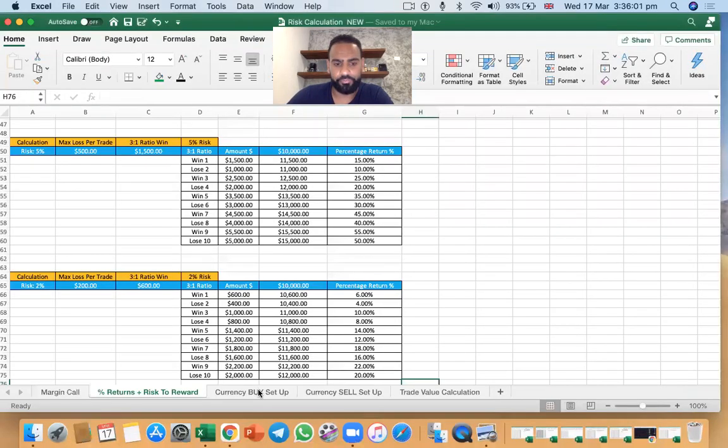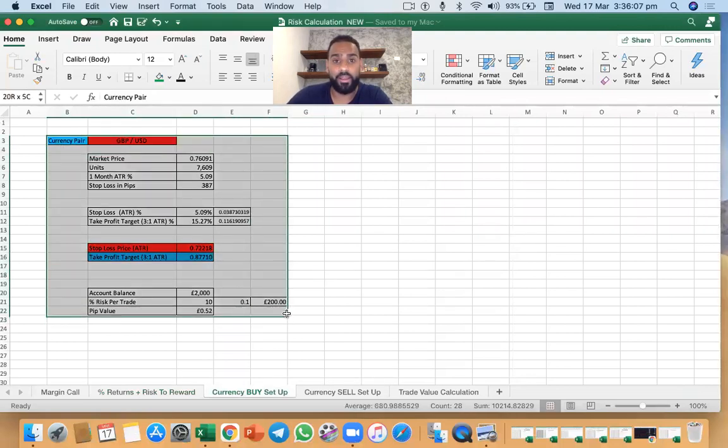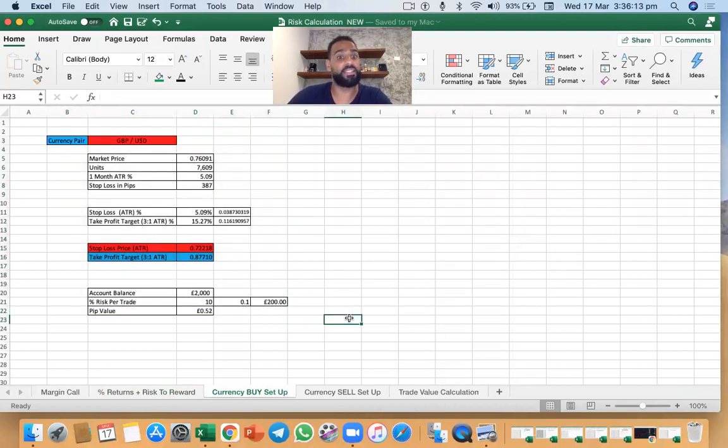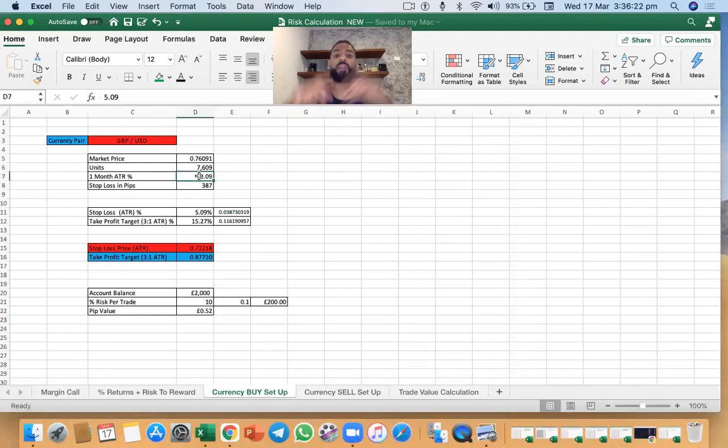I've set up an automated way of knowing where to place your stop loss and where to place your take profit in the markets using a 3-to-1 risk to reward. You take the data from the ATR volatility spreadsheet and put it into this spreadsheet, and it will automatically tell you where to place your stop loss and your take profit. Then you put in how much you want to risk per trade, and it automatically calculates for you how much to place on this trade so you're only risking that percentage amount on a given position. So, hypothetical example, let's take Euro USD in the markets.